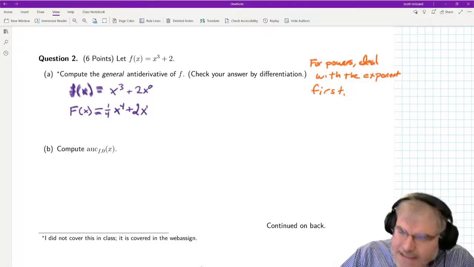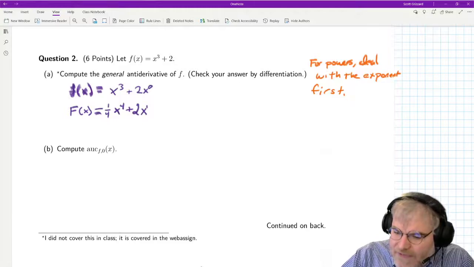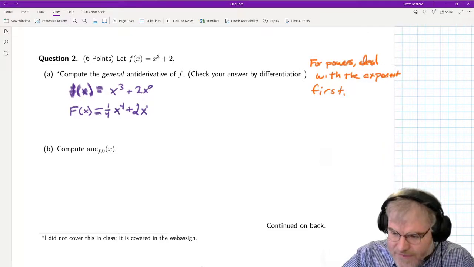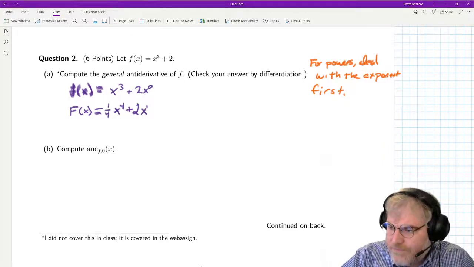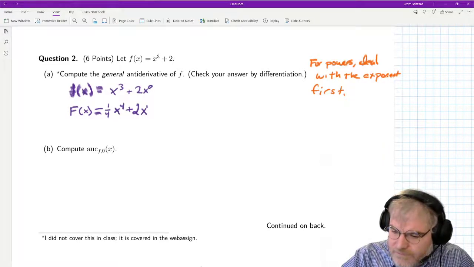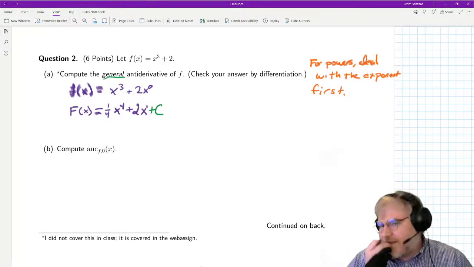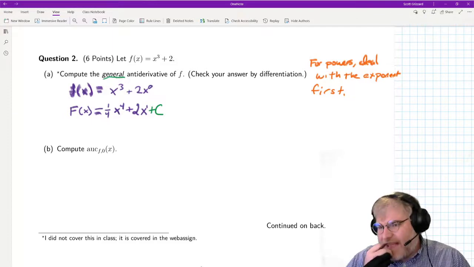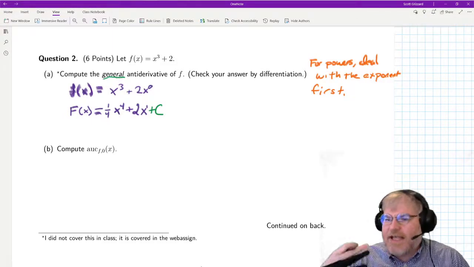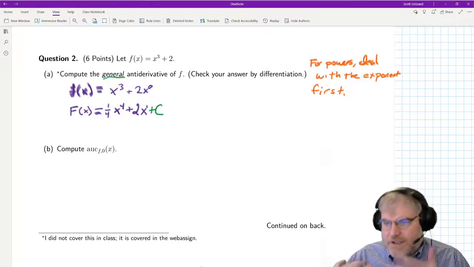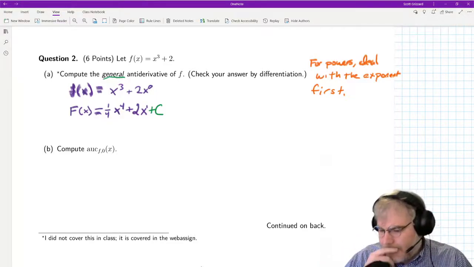And then because this is a general antiderivative as opposed to any antiderivative, I asked for the general one. And because I want the general antiderivative, I'm going to add a C for a constant. Okay? And I'm going to talk about this today, what that thing is. Because the general antiderivative isn't just a function, it's actually a family of functions. It's a set of functions, and I'll talk about what that means.